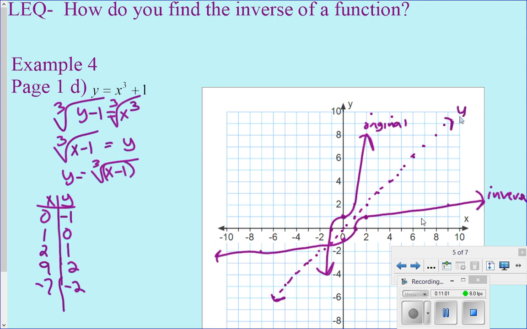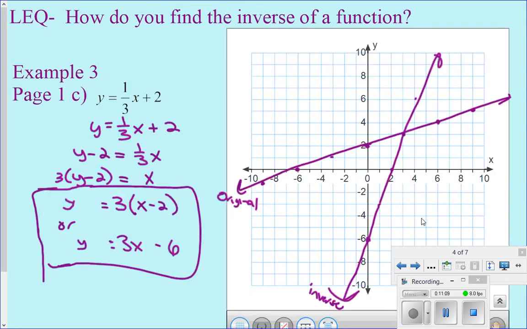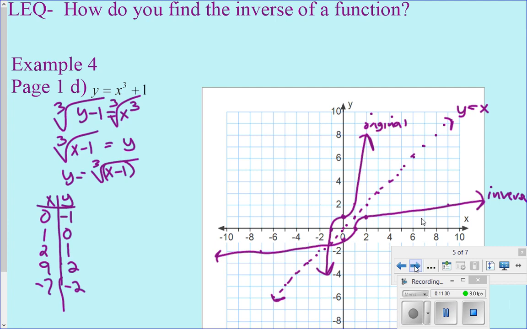So to answer that question, the line of symmetry between a function and its inverse is always the line y equals x. And you can go back and you can see that on every single one of these. So every single one of these, y equals x is that line of symmetry. One folds on top of the other. So for every single one of those, the line of symmetry between the function and its inverse is y equals x.